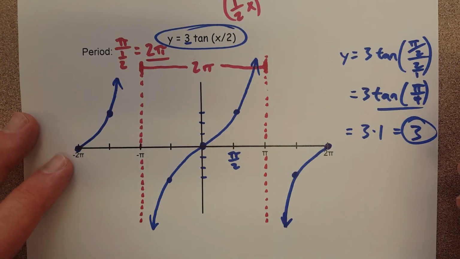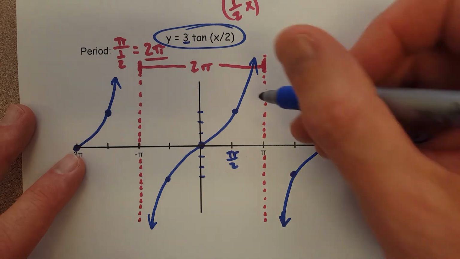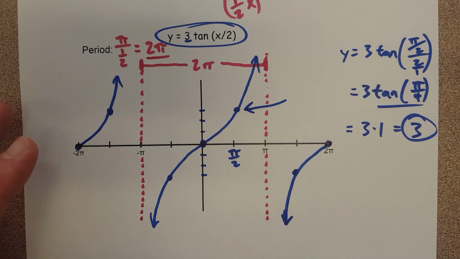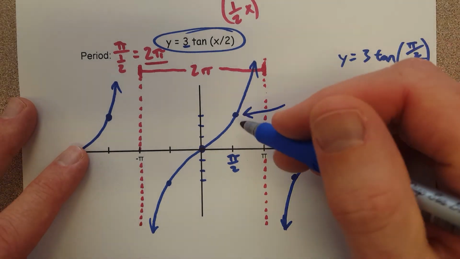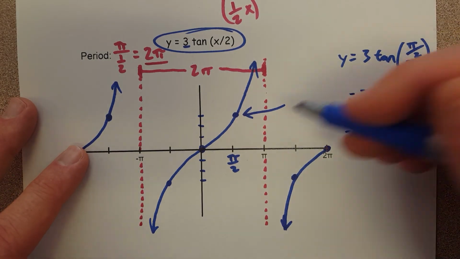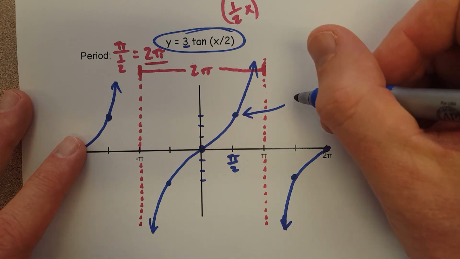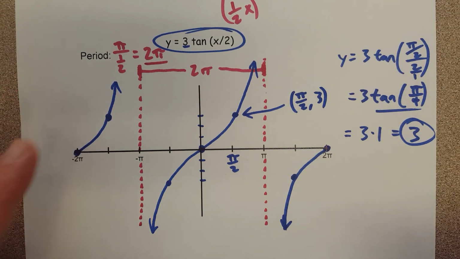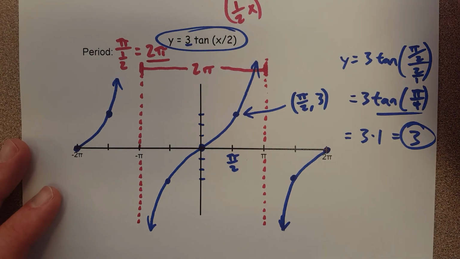And like I said on the previous graphs, the last thing that I want you to do is to label this point just to illustrate the fact that you found out what that was by plugging it in and finding the x and the y value. So that is pi over 2, 3 as our point there. And so that's the last label that I would need to see on your graph.